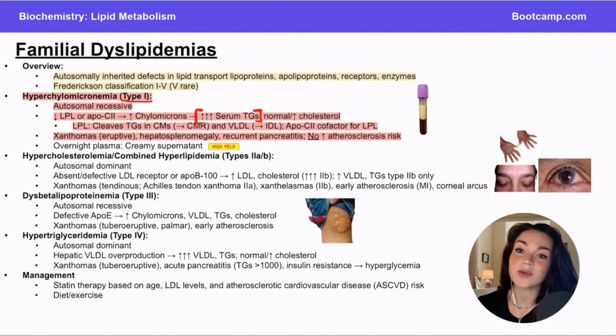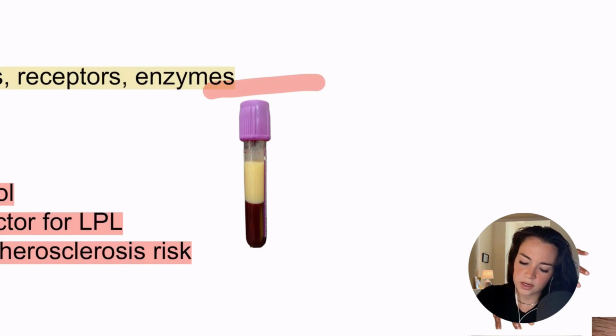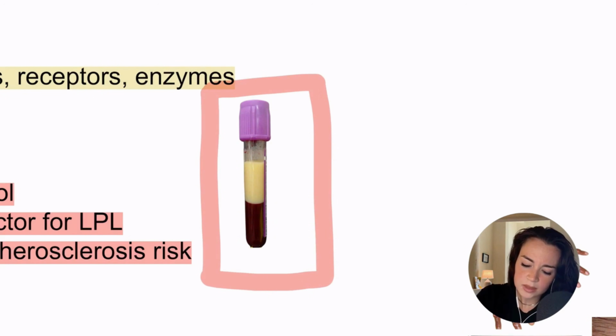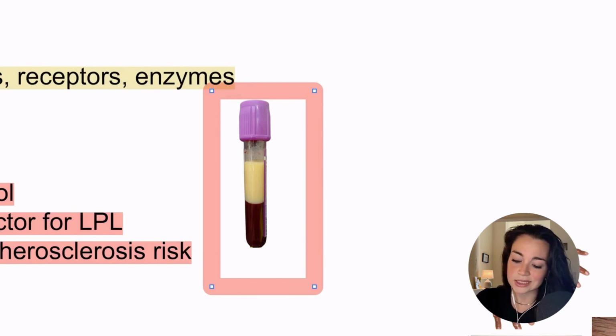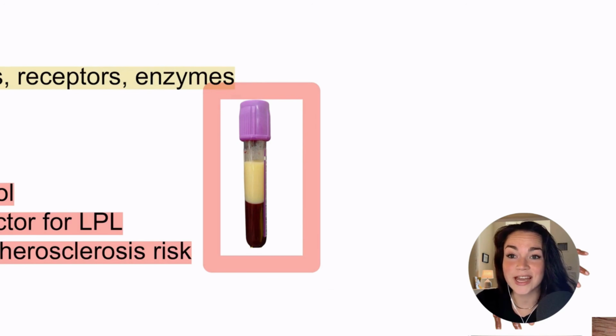Now, one thing that the NBME loves to test about type 1 familial dyslipidemia is this overnight plasma test, on which you will see a creamy supernatant. So here is our image right here. An overnight plasma test is where they basically just take the blood and leave it in the fridge overnight and see what happens.